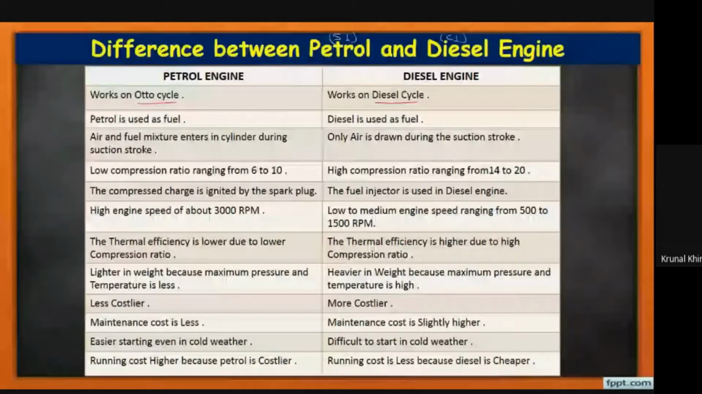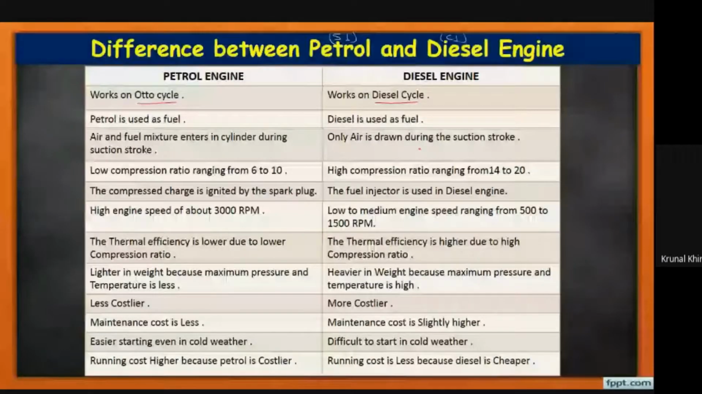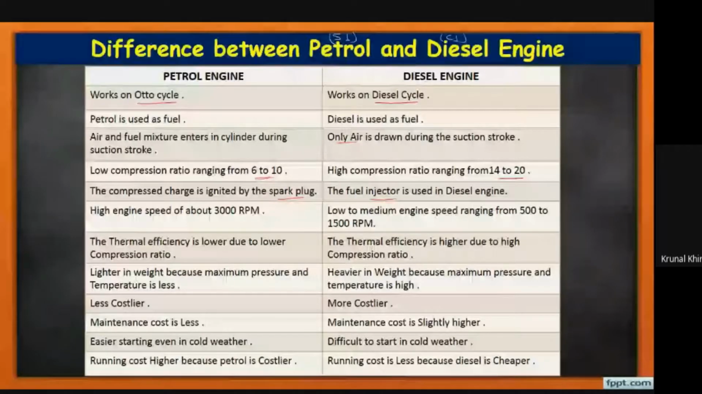The second point is the fuel, obviously petrol and diesel. The mixture of air and fuel comes into the cylinder through the carburetor, whereas in the diesel engine only air is drawn in the suction stroke. The compression ratio is low, 6 to 10, whereas here it is 15 to 22, or sometimes in references 14 to 20. Here the spark plug is the ignition device, and here we use a fuel injector to inject the fuel inside the cylinder.